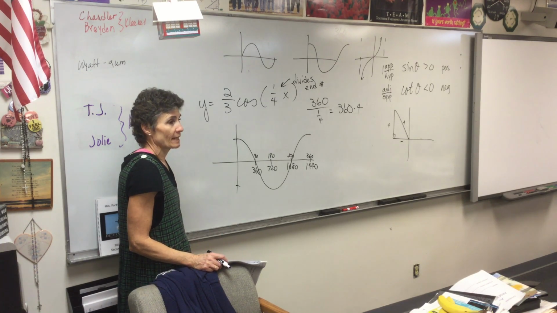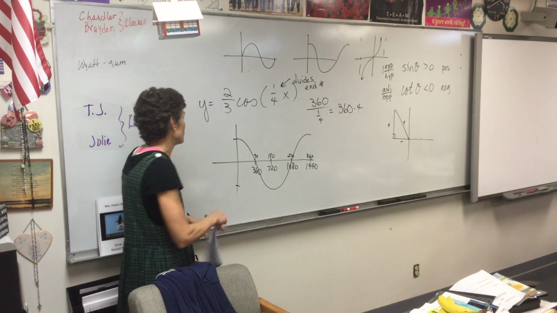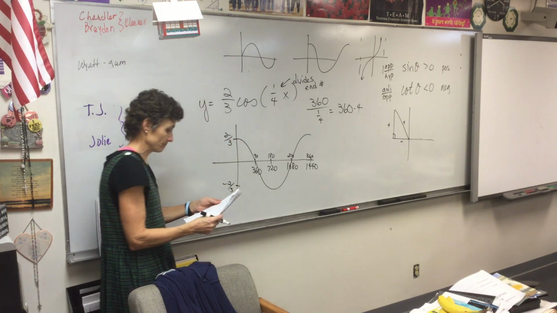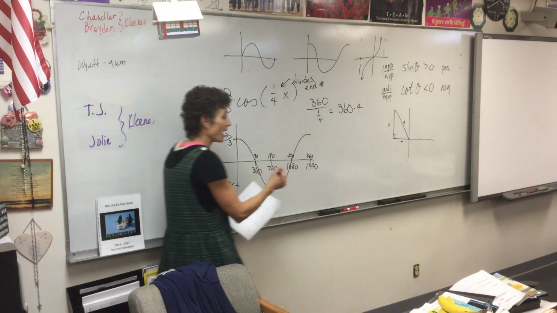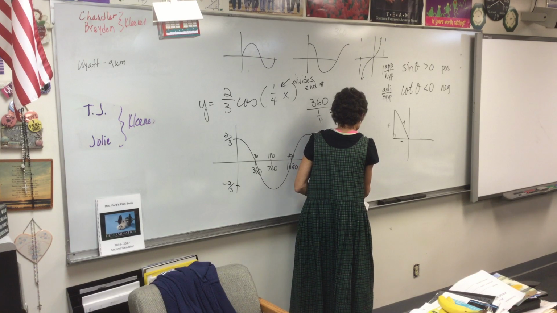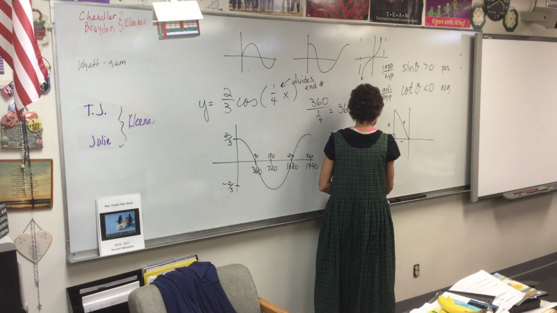Now, what else needs labeled? What goes here? Oh, 2/3. 2/3 and negative 2/3. Now, over to the side, it says, what's its period and what's its amplitude? Period means length, amplitude means height.